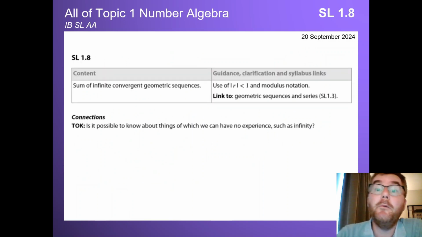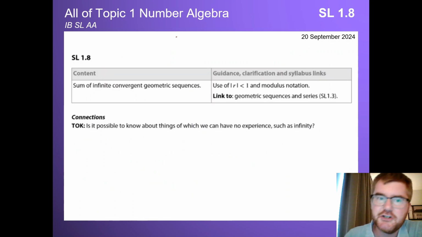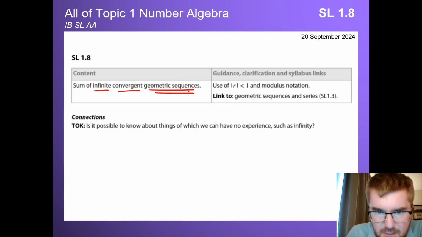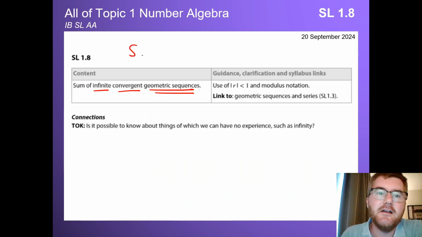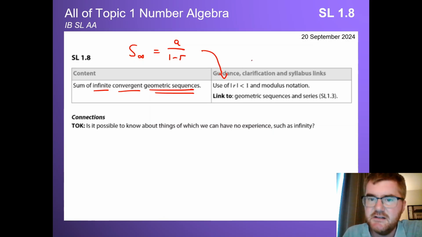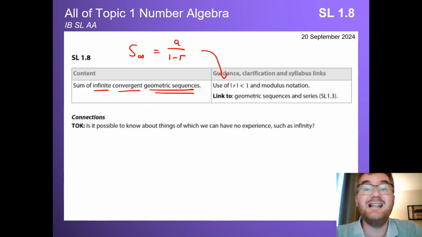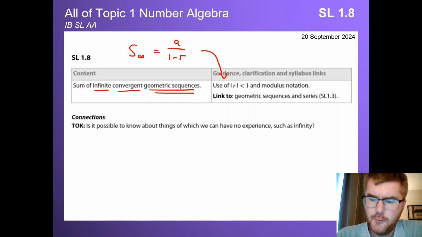Okay, on to SL 1.8, it's like a little tiny extra section here, which is specifically infinite convergent geometric sequences. Specifically this formula, so S to infinity is equal to a over 1 minus r. Of course, we need to make sure that we're following this condition that the modulus of r is less than 1 when we use this formula.